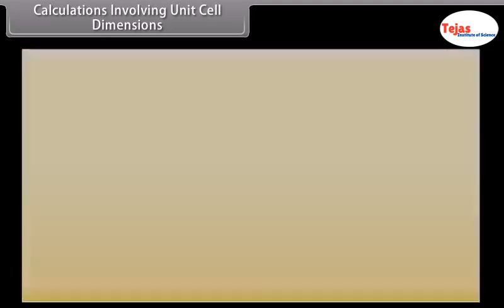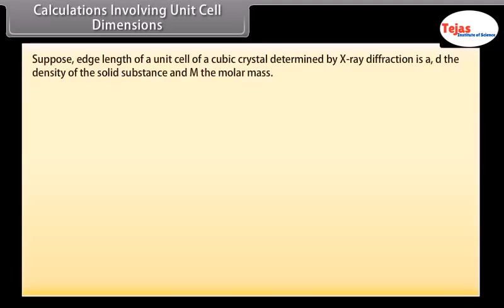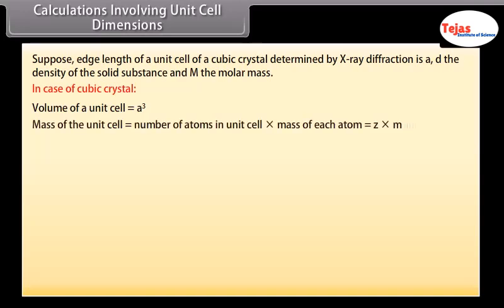Calculations involving unit cell dimensions. Suppose the edge length of a unit cell of a cubic crystal determined by X-ray diffraction is a, d the density of the solid substance, and M the molar mass. In case of a cubic crystal, the volume of a unit cell is equal to a cubed. Mass of the unit cell is equal to the number of atoms in the unit cell times the mass of each atom, which is equal to Z times m.